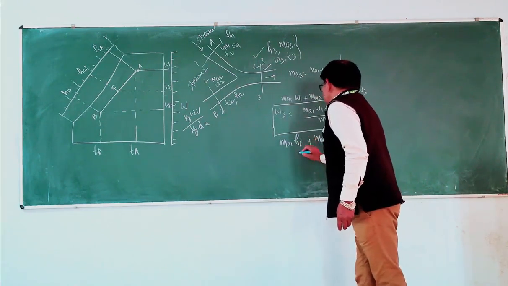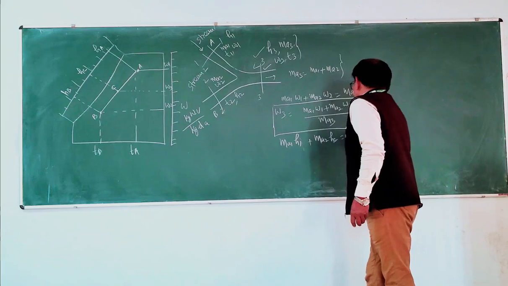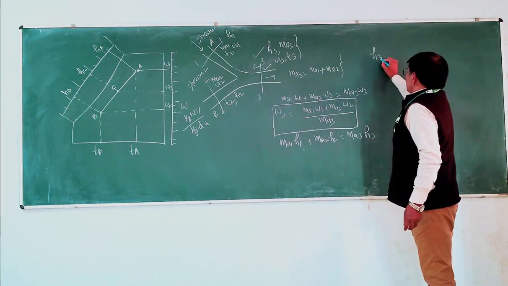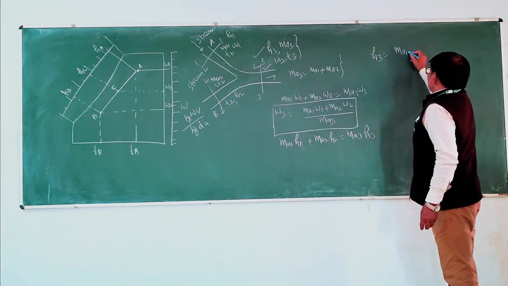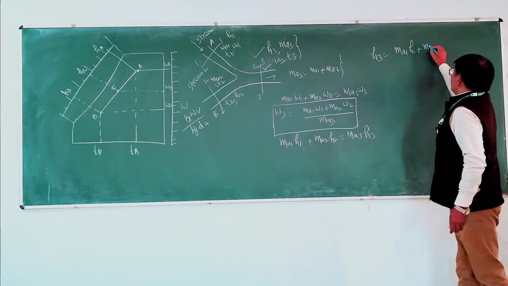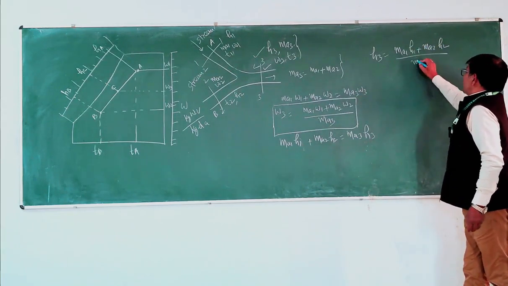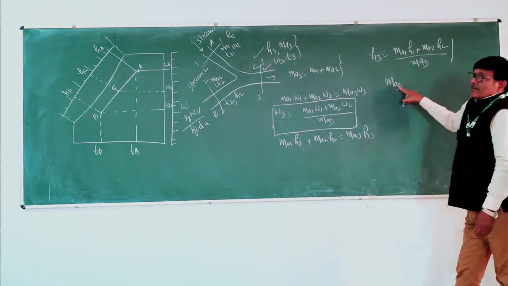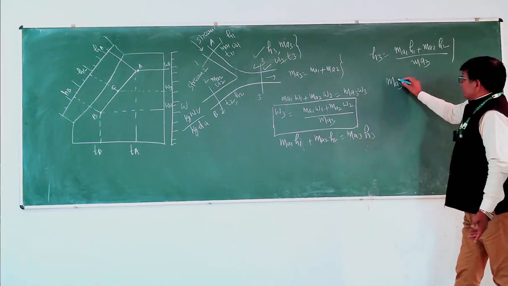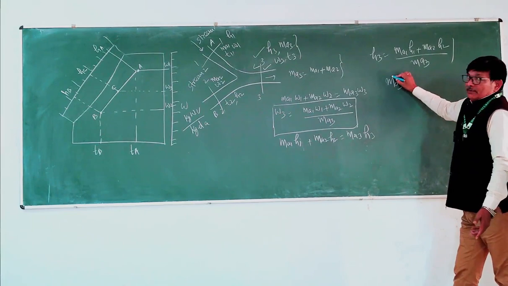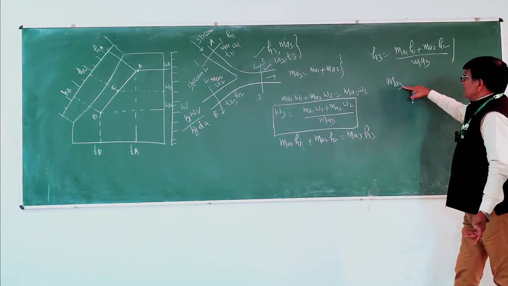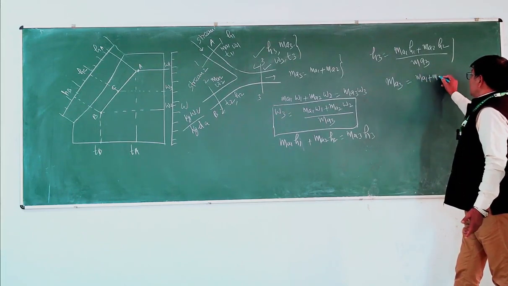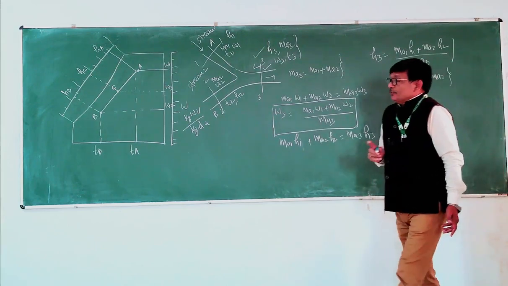Now here we can take 1. H2 equals MA3 into H3. So H3 equals MA1 H1 plus MA2 H2 upon MA3. Here MA3 means mass of air at 3. A is a suffix, M stands for the mass of air, 3 means point 3. MA3 equals MA1 plus MA2 by the mass conservation law. So these two values you can get by using this simple equation.